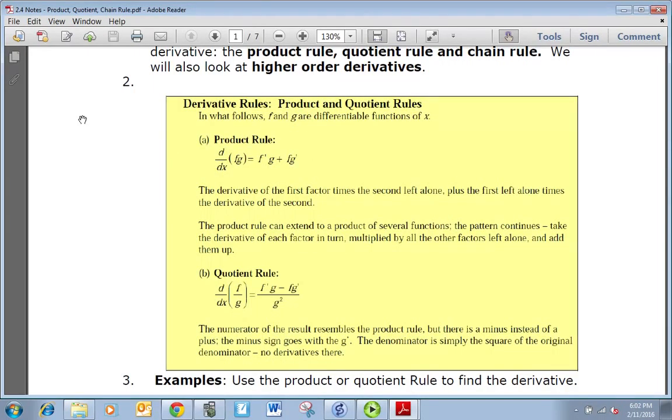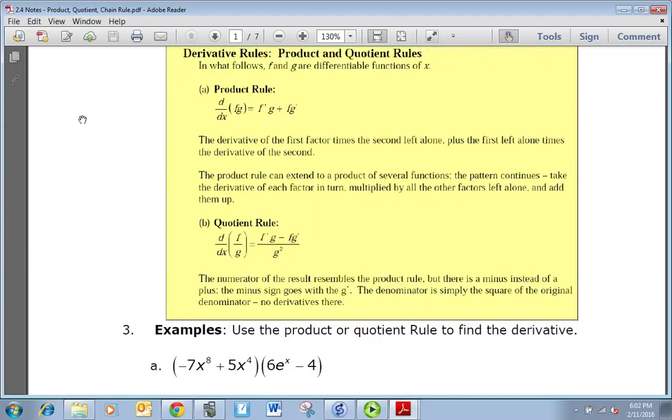So the product rule says if you've got a product of two functions, then the derivative will be the derivative of the first times the second plus the first times the derivative of the second. And you'll see that the quotient rule is similar. If you're dividing two functions, then the derivative would be almost a product rule except subtraction. And then you divide the whole thing by the second function or the bottom function squared. So those are things that you'll just have to memorize.